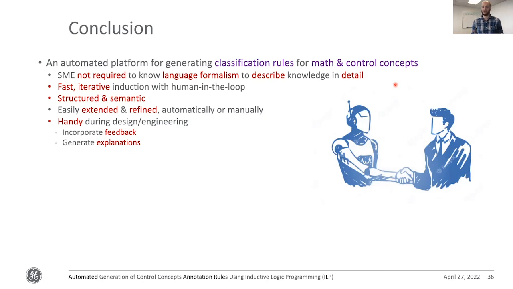We saw it done either automatically by choosing more examples or manually by writing those rules and introducing them as background knowledge. And it's handy during design and engineering, right? You can incorporate feedback pretty fast, and you can generate explanations if the subject matter expert is interested in that.